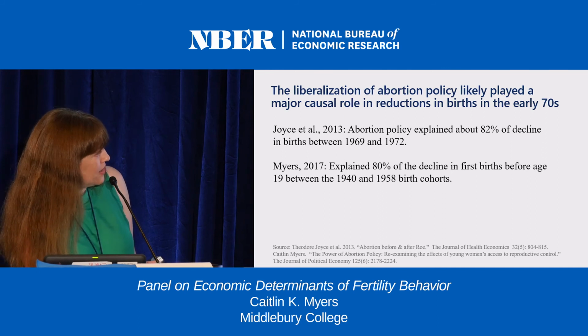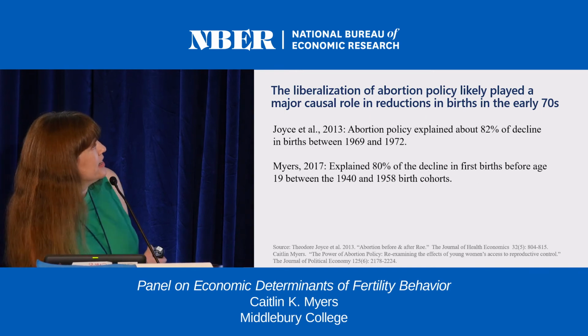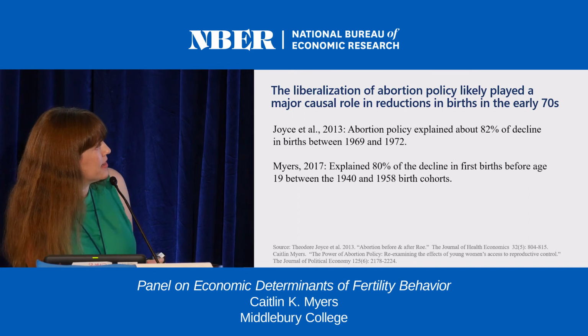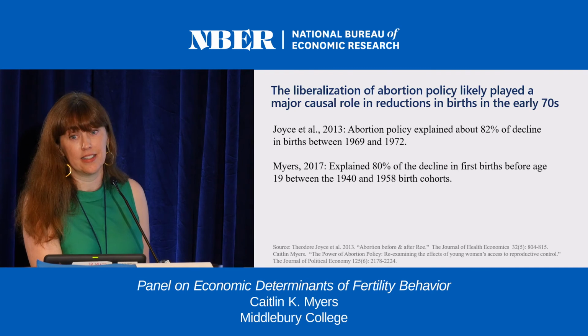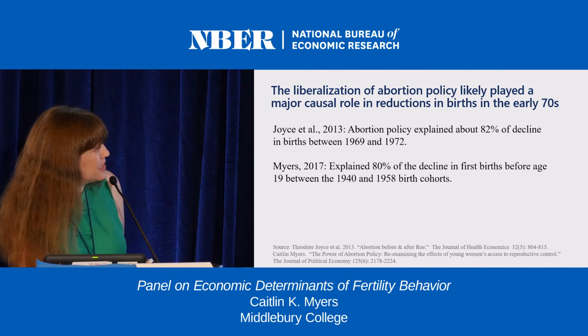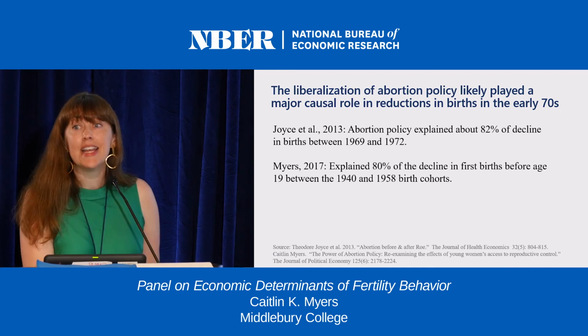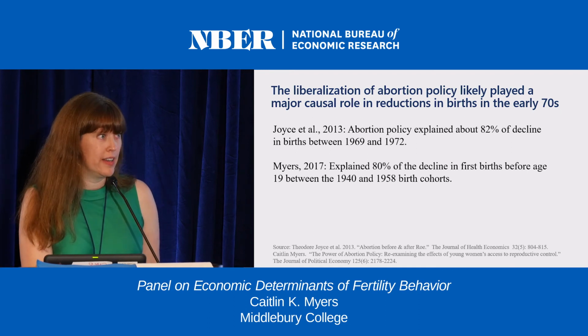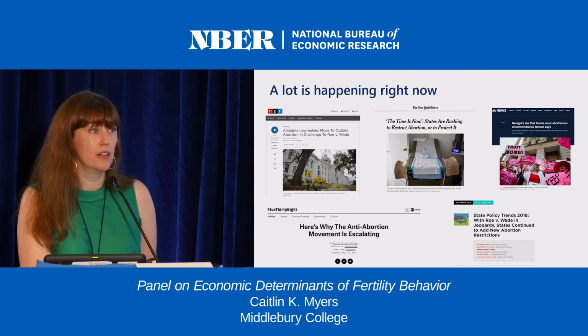Of course, this is not causal evidence, but there's a fair amount of causal evidence out there that abortion policy was a major causal factor in what was happening in the early 70s. Ted Joyce and co-authors estimate that it explained about 82% of the decline in births between 1969 and 1972. I've estimated that it explained about 80% of the decline in first births before age 19. Okay, it's mattered before. It's not driving current trends, but could it matter again?